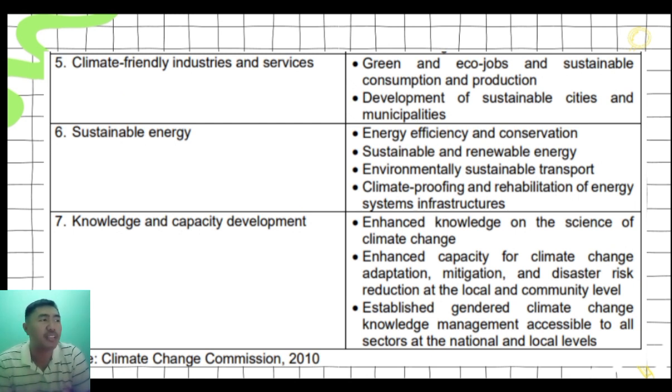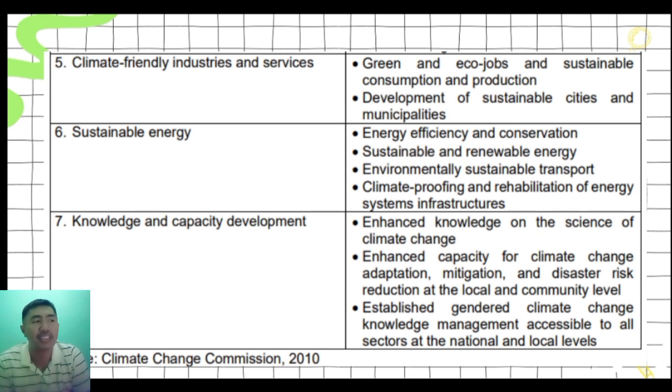So next is sustainable energy. Outcomes: energy efficiency and conservation, sustainable and renewable energy, environmentally sustainable transport, climate proofing and rehabilitation of energy system infrastructure. So of course, conservation is one of the priorities because our energy is not unlimited. So it is better to save, to conserve energy so that there is still enough for people to use, and we can all share the energy.